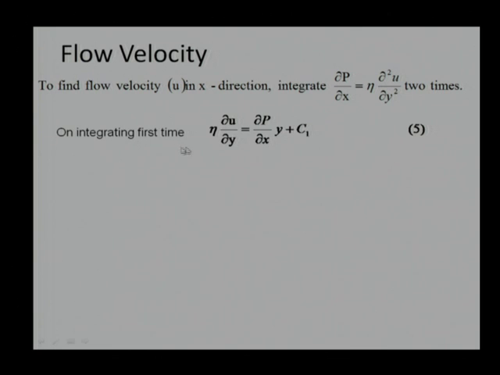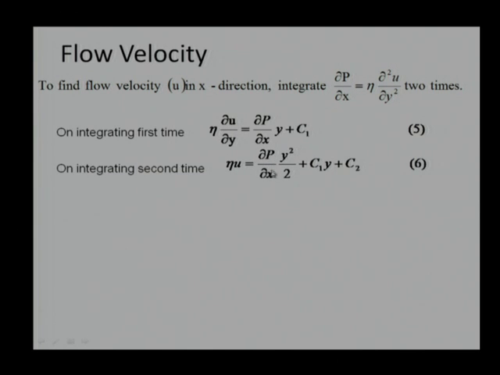Now, when we integrate the first time, we get the first integration constant. You can see the velocity gradient is the pressure gradient into y, film thickness, plus one integration constant. Now, we can integrate this equation a second time and we find this relation, say eta into u.